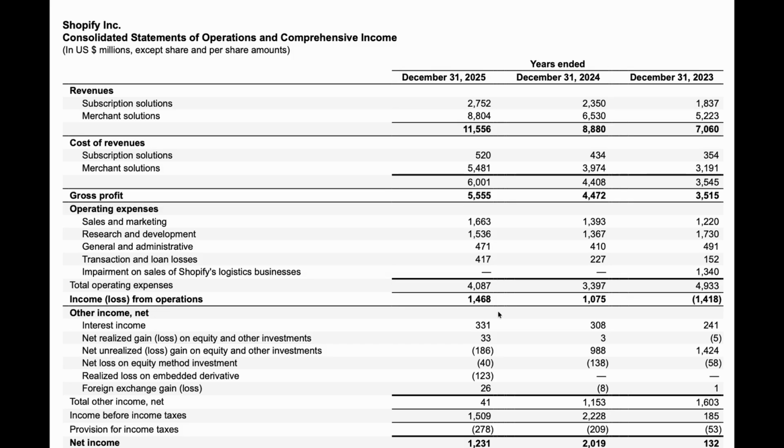Okay, we're getting an operating profit of 1.47 billion. That is about 12.7% operating margin. If we look 2 years back, this company was losing 1.4 billion at the operating level. That is a complete turnaround in profitability. Net income, we're at 1.23 billion now.